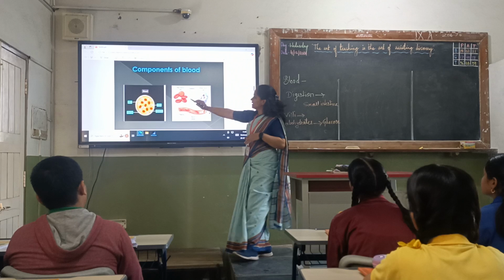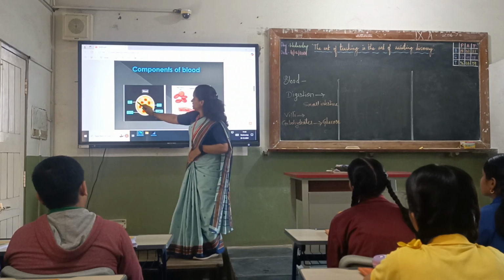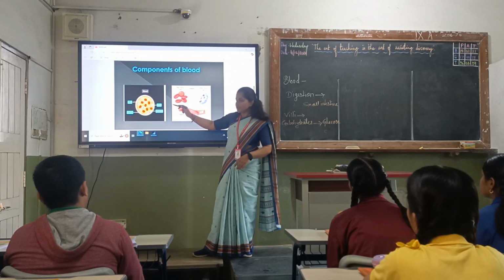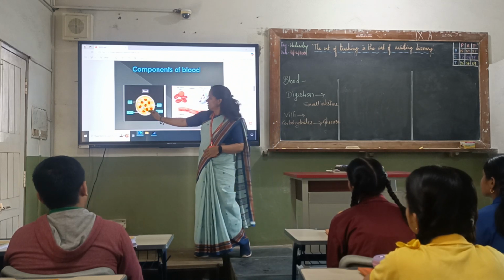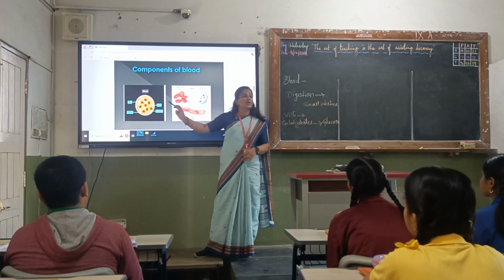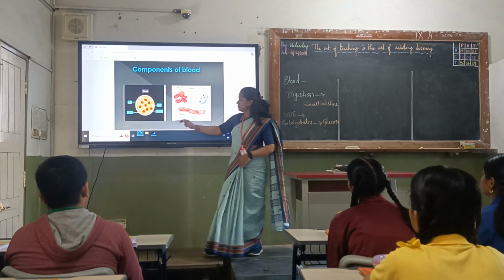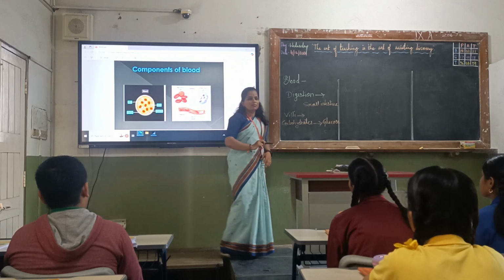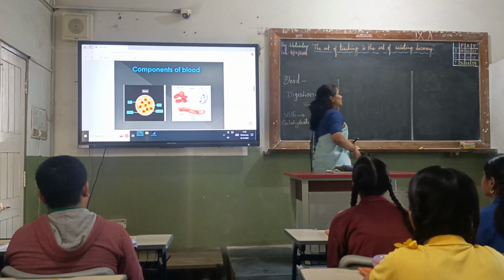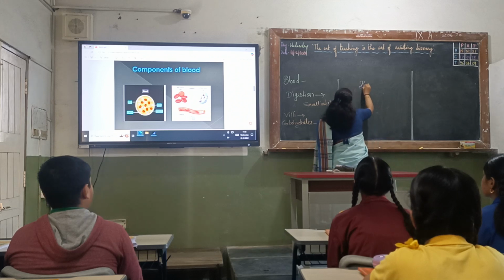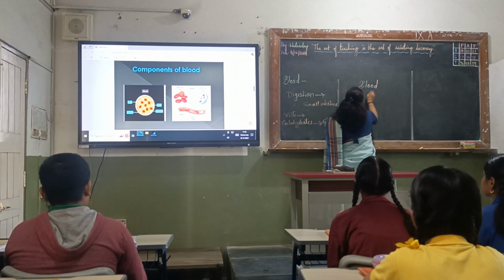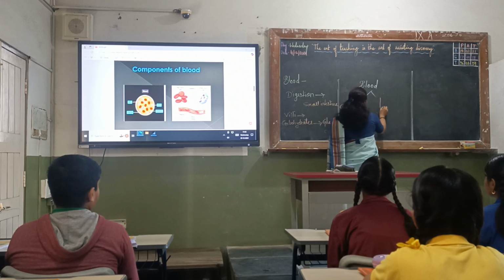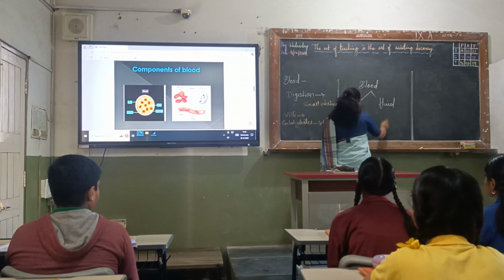So there are some components like RBCs, that is red blood cells, you can see here also. Then WBCs, that is white blood cells, and some platelets. So these are the three kinds of cells which are present in the blood. Actually, blood divides into two parts: the cellular part and the fluid part. Fluid is nothing but the liquid.